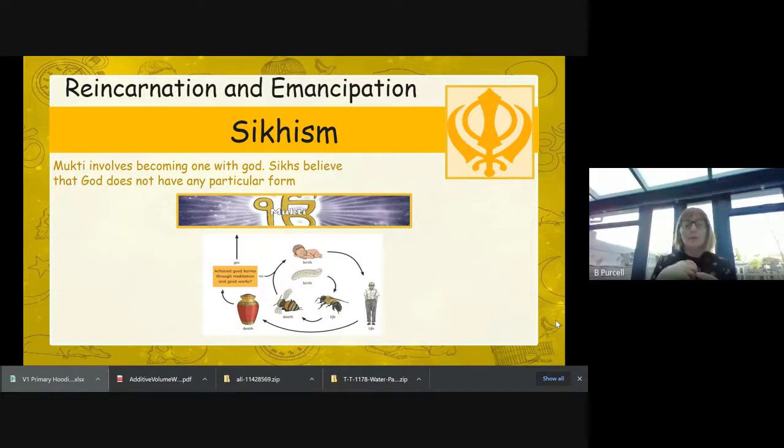So if you achieve good karma, then you achieve mukti, which is where you want to be. Your final goal should be to achieve mukti. You don't particularly want to be reincarnated, because reincarnation is not a way of becoming emancipated, free from life on earth.